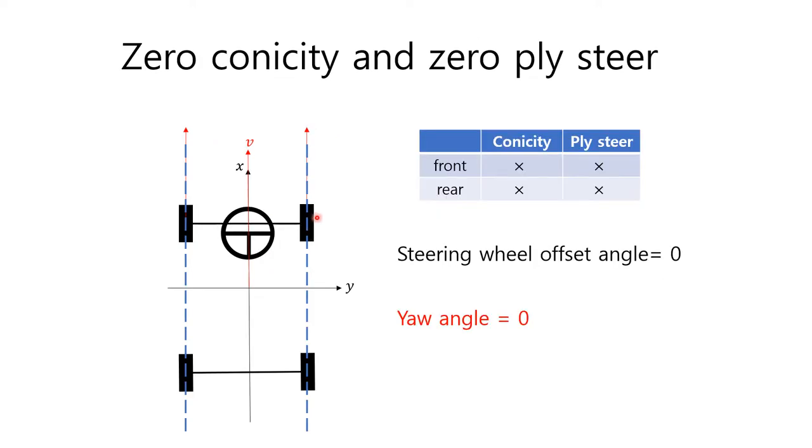If the wheel alignment of the vehicle is perfect and there is no conicity and ply steer, the vehicle's longitudinal axis, x, coincides with the vehicle's direction of motion, the v axis. Therefore, the steering wheel offset angle is zero, and the yaw angle is also zero, and the vehicle can go straight ahead.